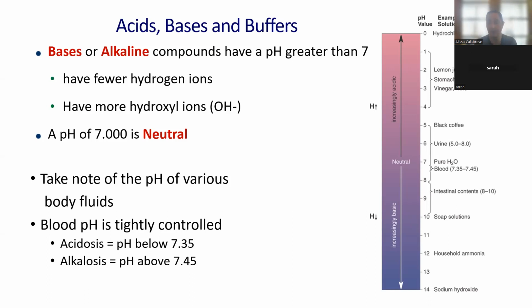Anything below 7.35 puts you in acidosis, and acidosis causes a lot of problems. You're very sick. Alkalosis is if your blood pH is above 7.45. So again, very tightly controlled.